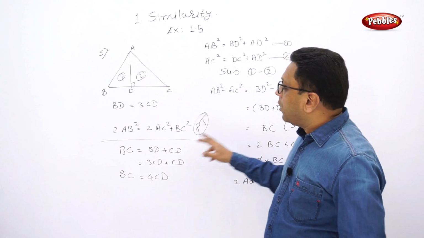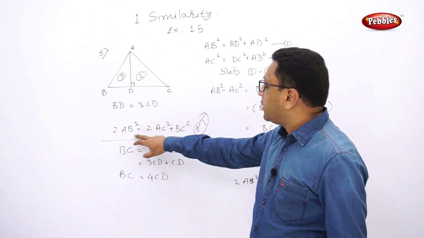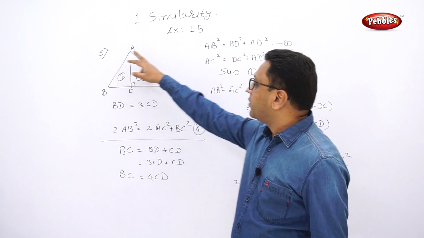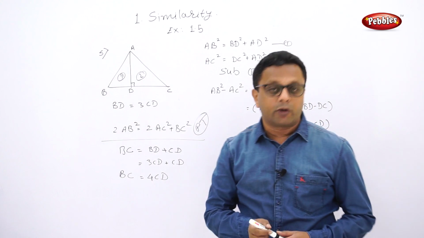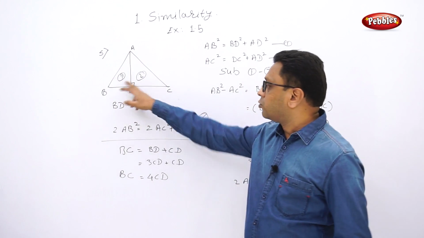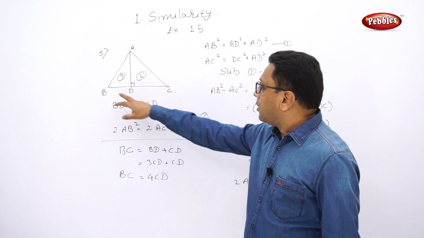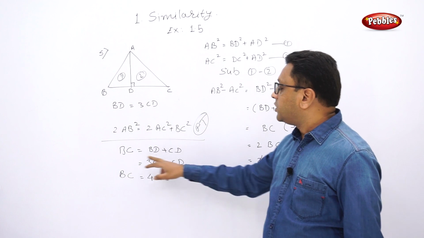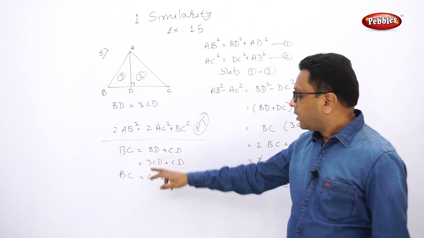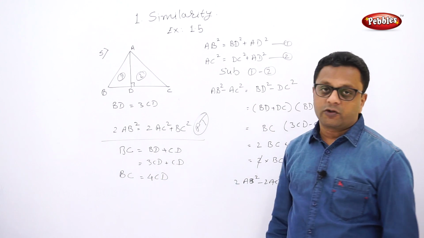Okay, so now I will just examine this. I have AB square and AC square, where AB and AC are both hypotenuses. So I have to make use of these two triangles. Correct? I know that BD and DC, so BC is equal to BD plus CD. And so we have got BC is equal to 4CD.